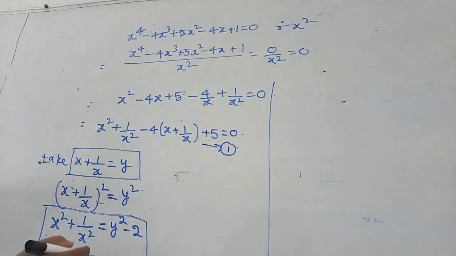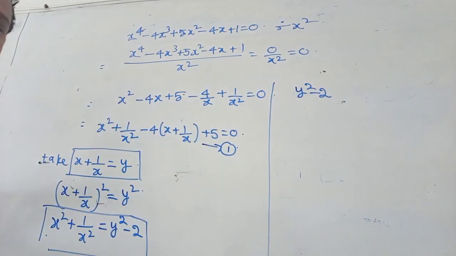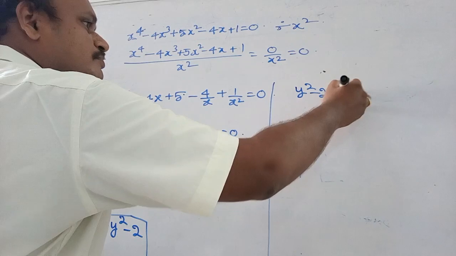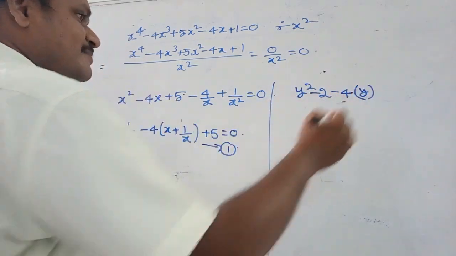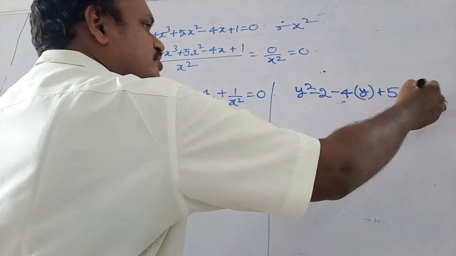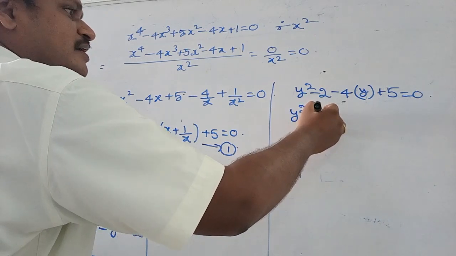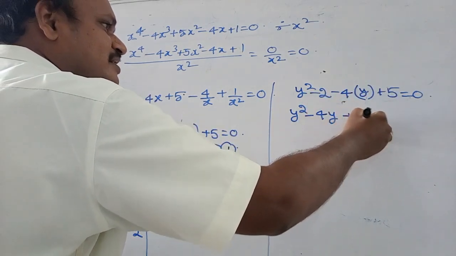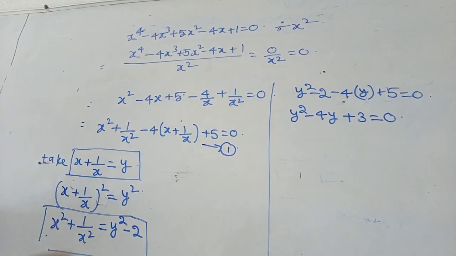If you use it, x square plus 1 by x square, we can write it as y square minus 2, minus 4 into x plus 1 by x, which becomes y, plus 5 is equal to 0. Now this will be simplified to y square minus 4y minus 2 plus 5, that becomes plus 3 is equal to 0.